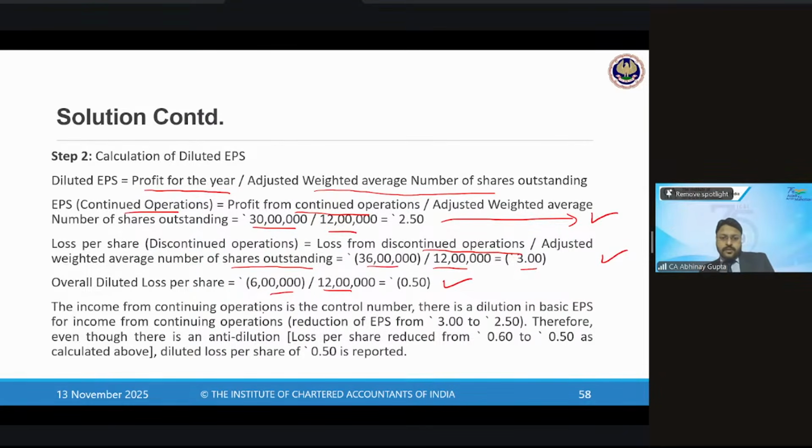The income from the continuing operation is the control number, right?